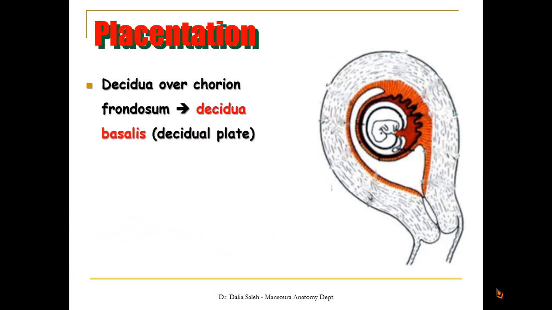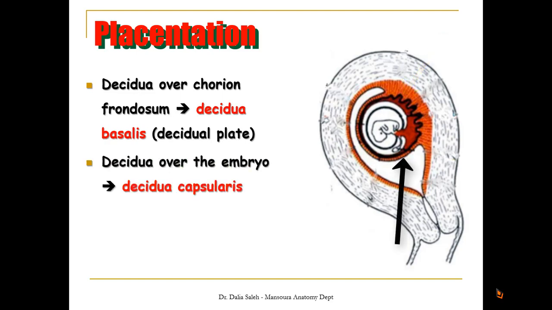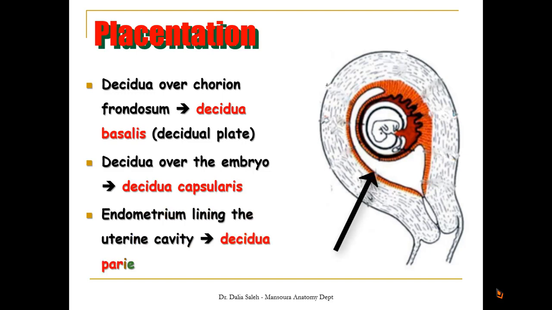Remember that the endometrial lining of the pregnant uterus is called the decidua. So the part of the decidua that comes into contact with the chorion frondosum, we call it the decidua basalis, while the decidua that covers the embryo or the gestational sac, we call it the decidua capsularis, while the decidua that lines the rest of the uterine cavity, we call it the decidua parietalis.